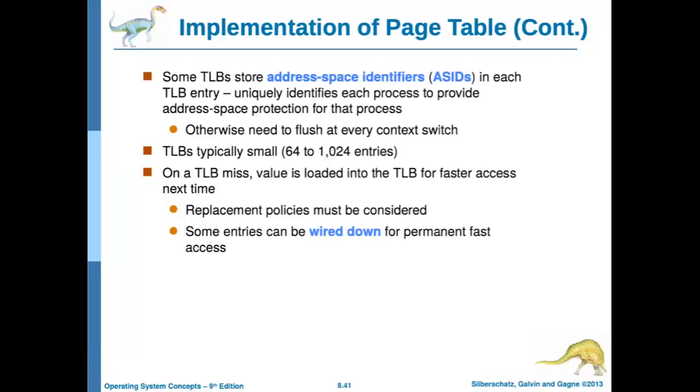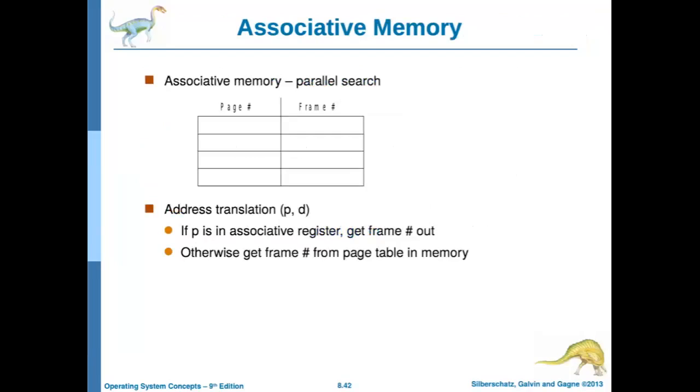Now, what is that? Maybe we need to move to the next slide. Okay, I already mentioned that associative memory is a parallel search. So if P, the page number, is in the associative register, with a single lookup we will automatically get the frame number. So that is what the parallel lookup is.